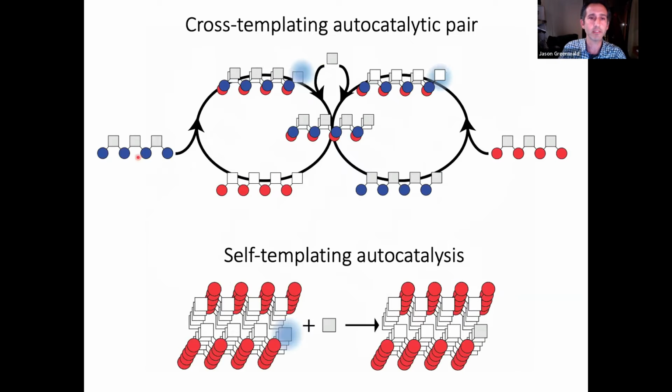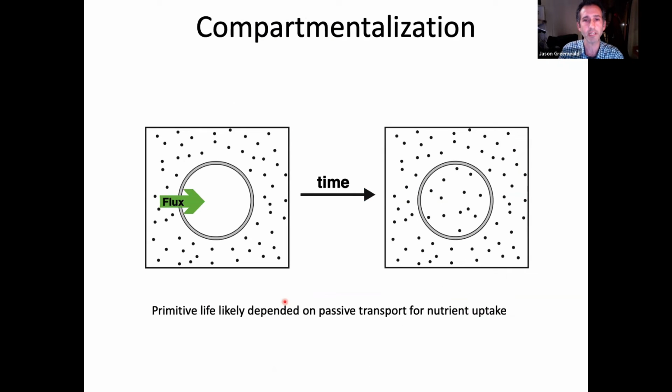So this is a cross-templating of sorts, and we've created a cross-templating autocatalytic pair, whereas this molecule can be templated by the red molecule to create the blue molecule, which acts as a template for this red molecule, and they can cross-template each other. We've also shown that under the right conditions, you can get a single amino peptide to catalyze its own replication. I don't have time to go into that.